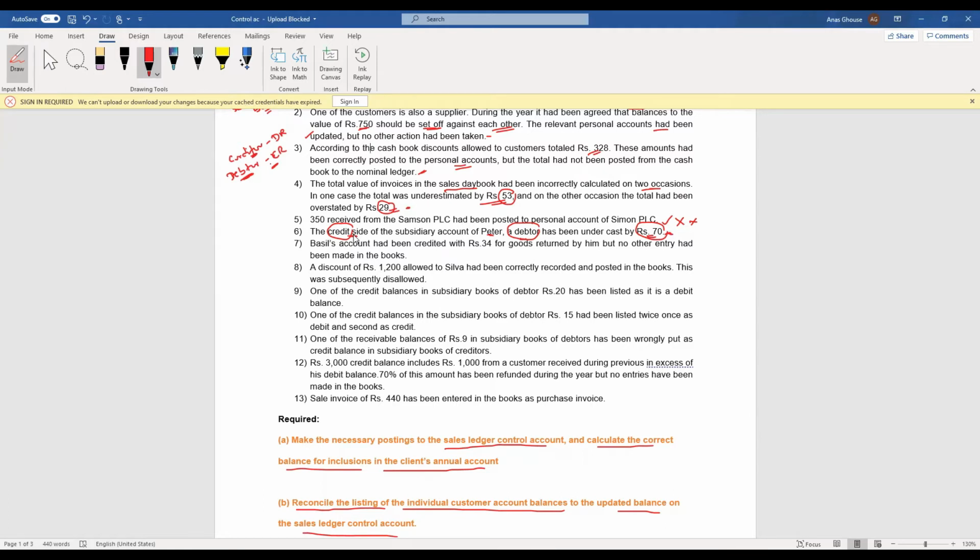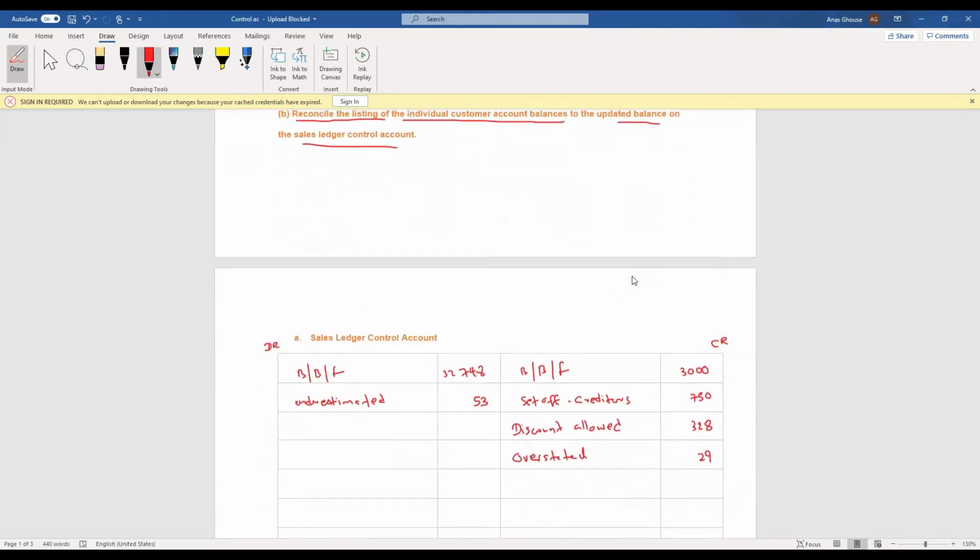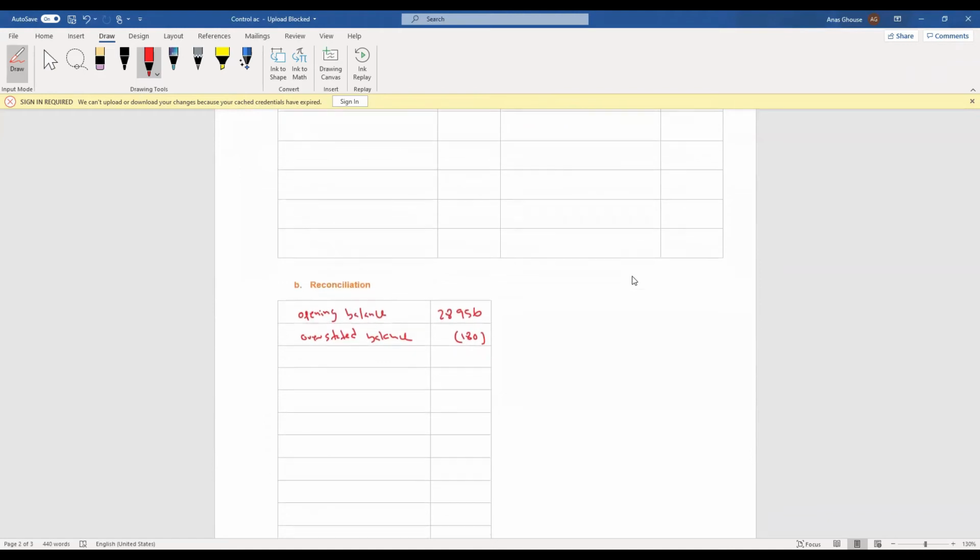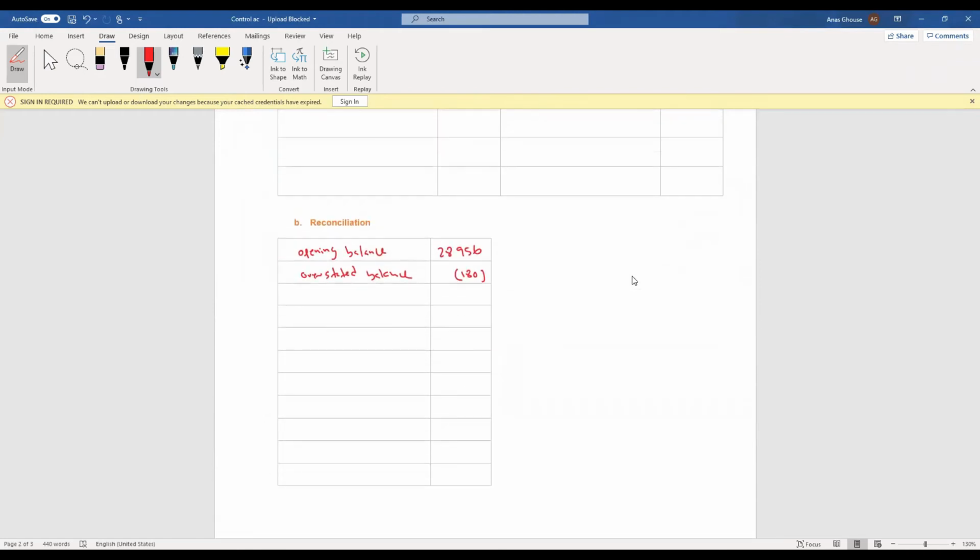Okay, so which means you need to deduct from the total customer debit balances. Basically the customer balance is a debit balance. Since this is a credit balance, what you need to do is deduct this from here. Okay, so what is the reason? It was undercast 70. So you need to deduct this balance.